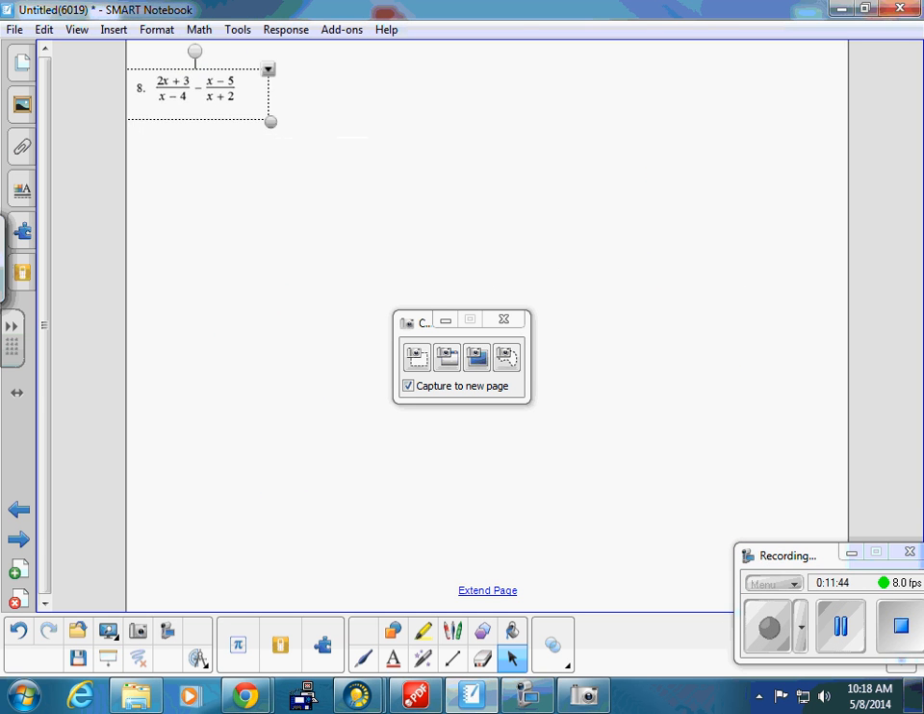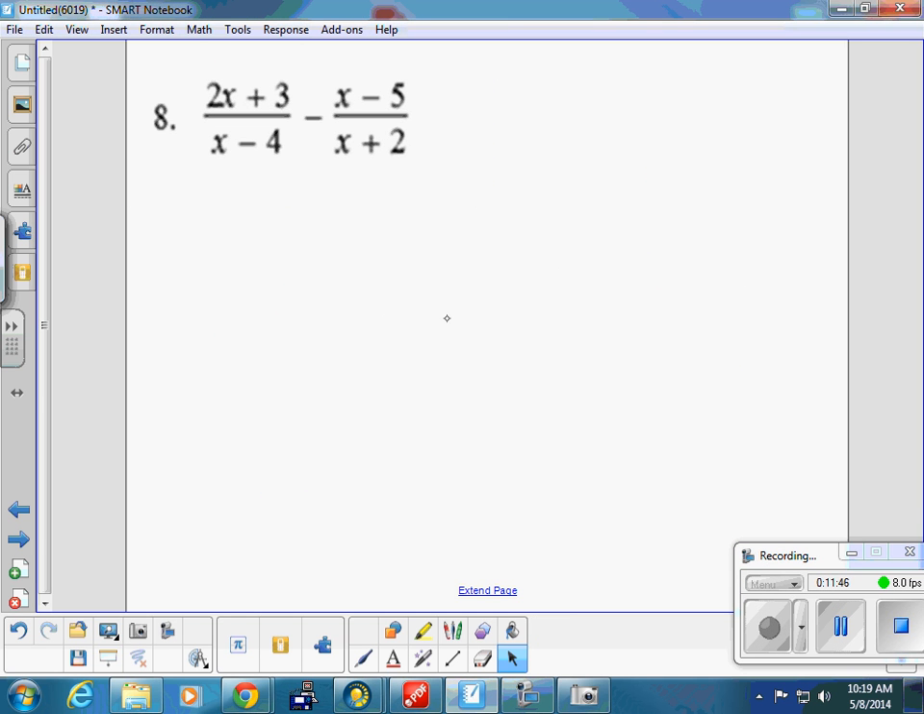Okay, now we have number 8. Again, it's subtracting. I'm probably going to make this a bonus question if I make it for the test, because we didn't go over this method, but we did do a partial of it. We said multiply these up.